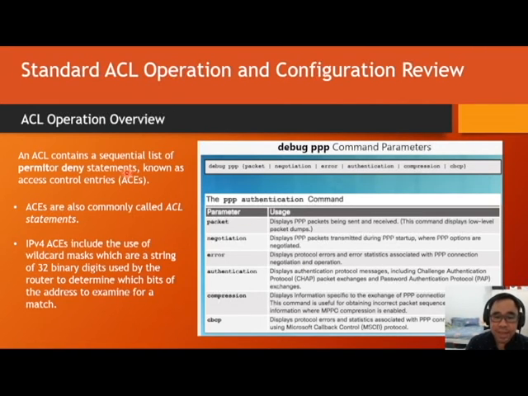Okay. So an ACL contains a sequential list of permit or deny statements known as access control entries, or ACEs. ACEs are also commonly called ACL statements. IPv4 ACEs include the use of wildcard masks, which are a string of 32 binary digits used by the router to determine which bits of the address to examine for a match.